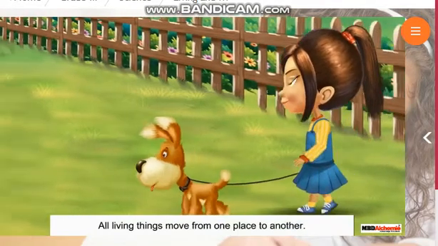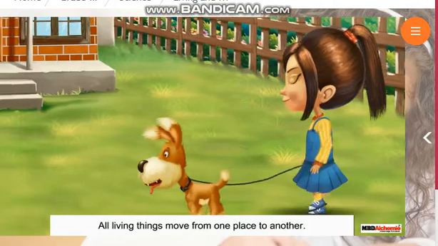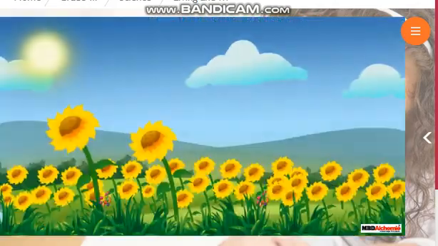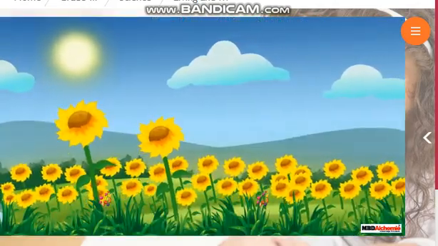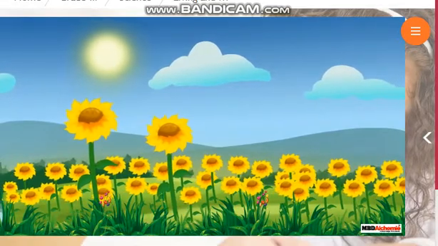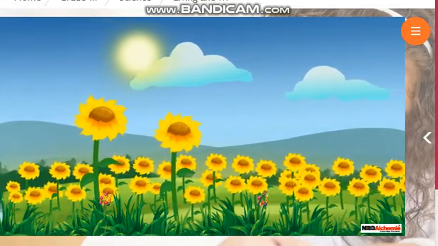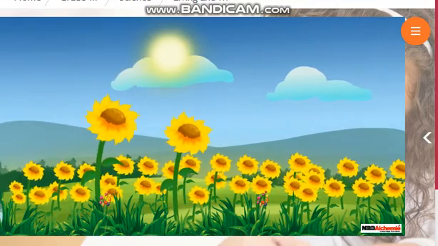All living things move from one place to another. Even though plants do not move from one place to another, certain plant parts show movement towards the sun.